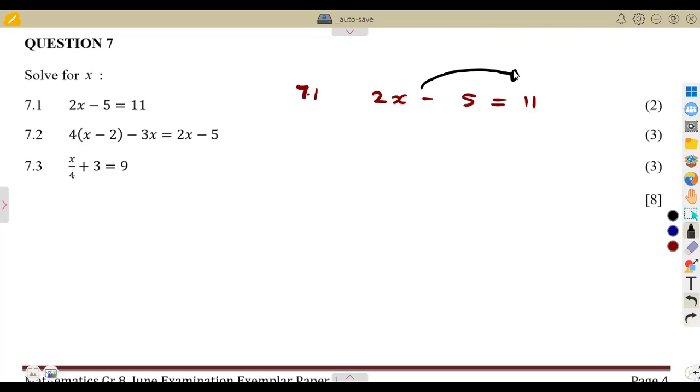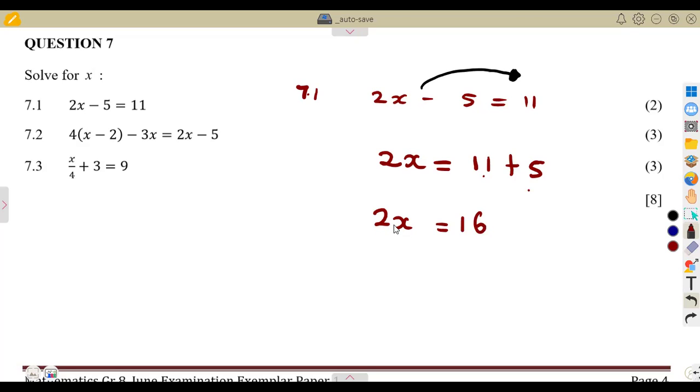So the minus 5 is going to jump the equal sign to this 11. The moment it jumps the equal sign, the sign changes. It was a minus, so it is going to change. So it is going to be 2x is equal to 11, and the sign changes, so it is a plus 5 on the other side of the equation, just like that. So that's it. 2x is equal to what? Add 11 plus 5, that is 16.